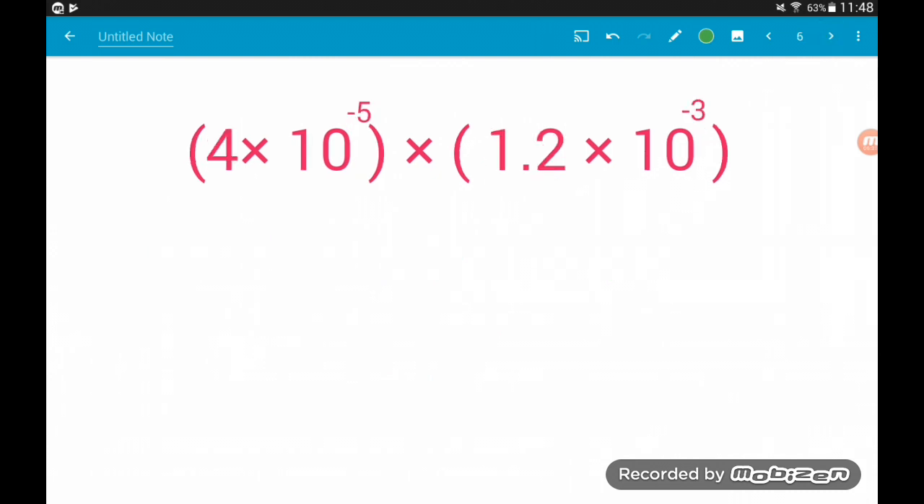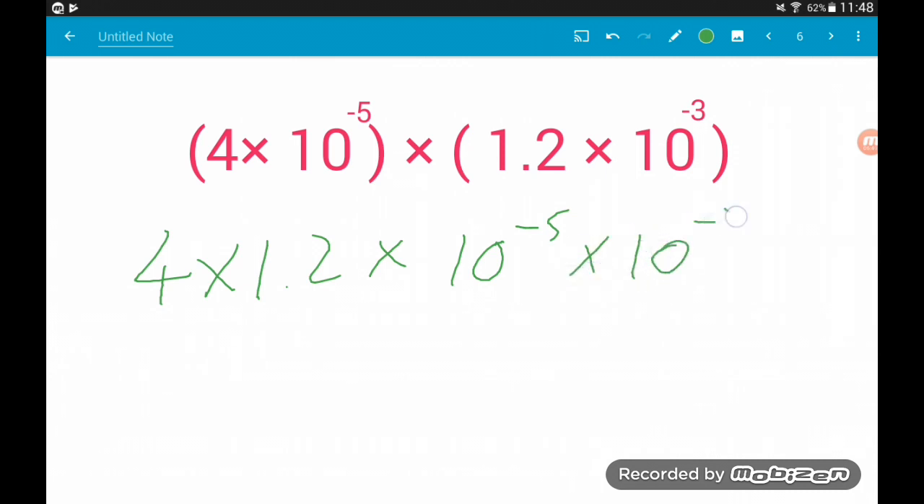Okay, well the next. 4 times 10 to the minus 5 times 1.2 times 10 to the minus 3. Well, we can write that as 4 times 1.2 times 10 to the minus 5 times 10 to the minus 3. Now then, what is 4 times 1.2? Well, 4 times 1 is 4. 4 times 0.2 is 0.8. So 4 times 1.2 is 4.8.